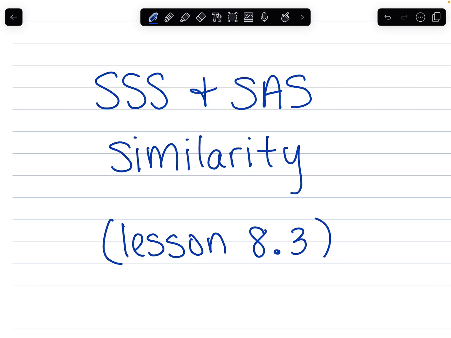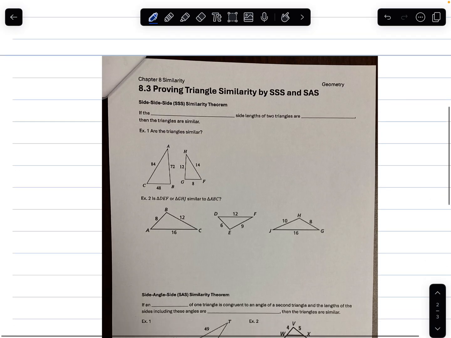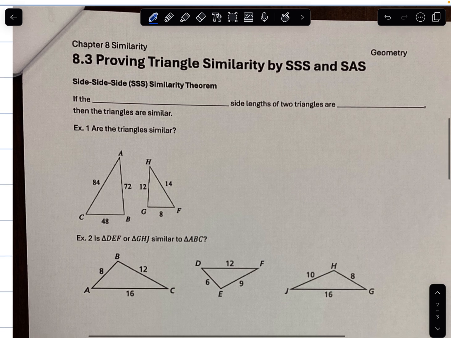So today's going to be the same idea. As long as you know that you have corresponding sides or side-angle-side, then you should be able to either prove that they are similar, or if it tells you they're similar, you can find missing parts. Okay, so let's start on the front page.